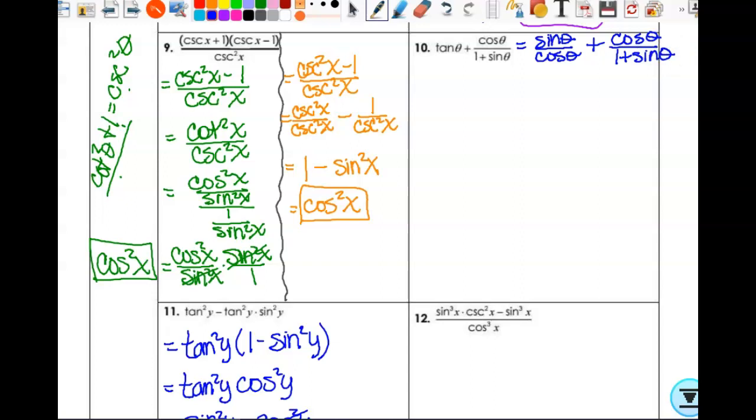All right, so now I have two fractions, all in terms of sine and cosine. So I think I want to combine my fractions. In order to do that, I need a common denominator. My common denominator would be cosine theta times 1 plus sine theta.